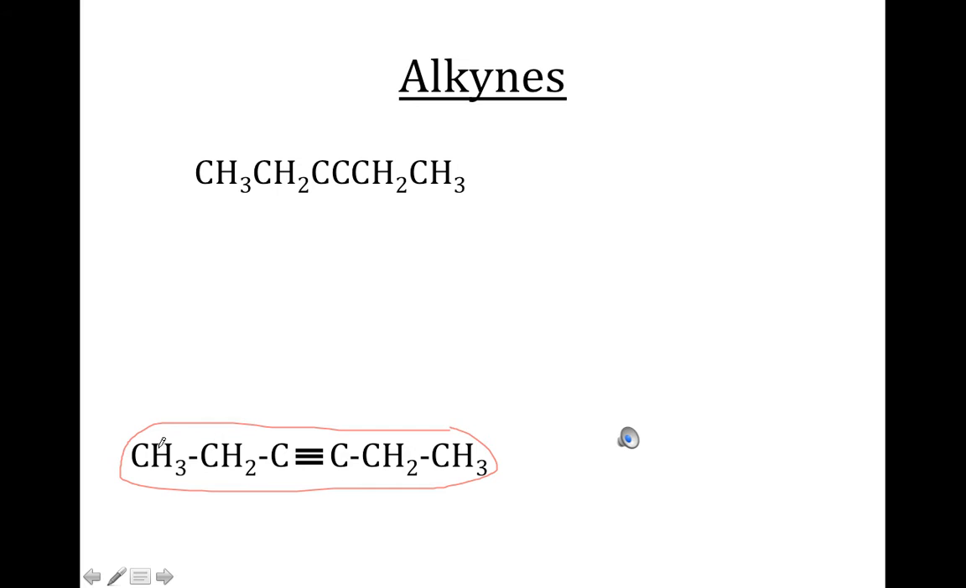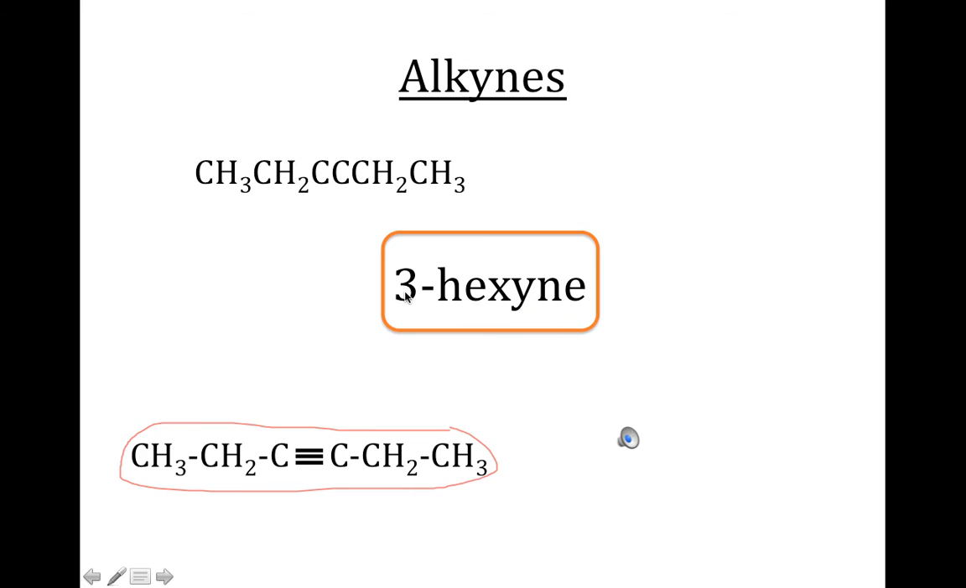So we look at this beast. We go 1, 2, 3, 4, 5, 6. 6 carbons in a row, and we say, hey, hex. So hexyne. We know it's a hexyne. Then we go 1, 2, 3. Between the third and fourth. Actually, if we counted from this side, 1, 2, 3, third and fourth. Didn't matter which way we counted from. So this has to be 3-hexyne. So that was pretty easy.